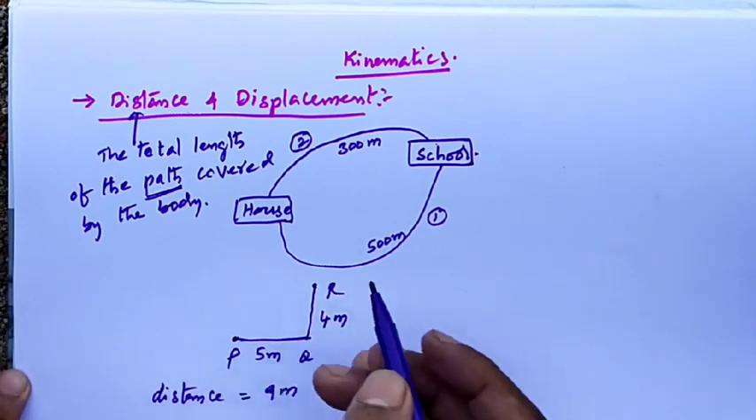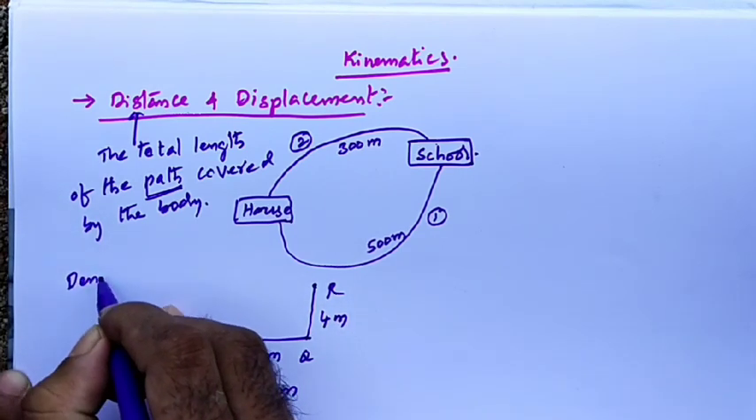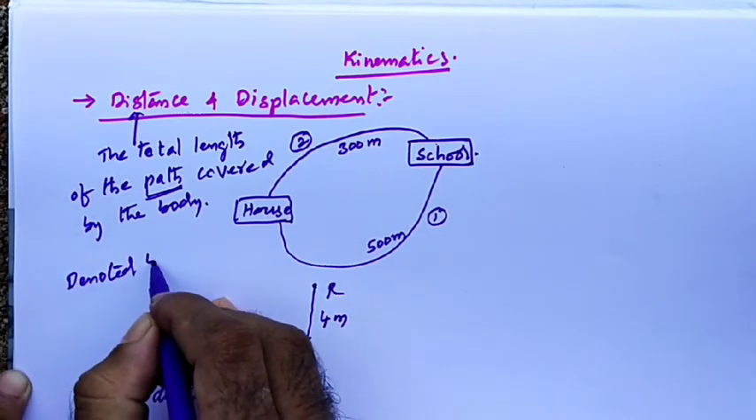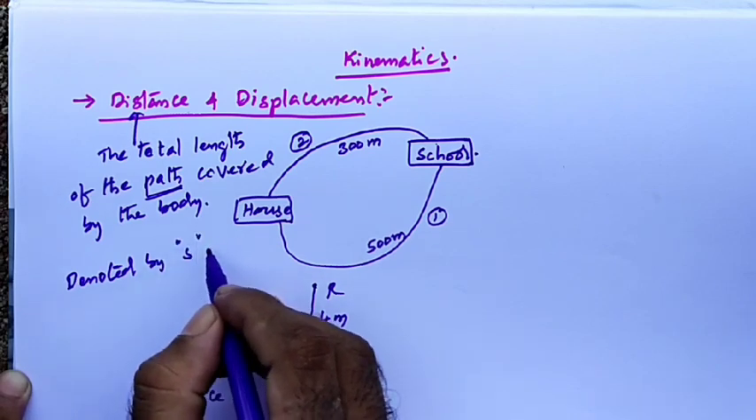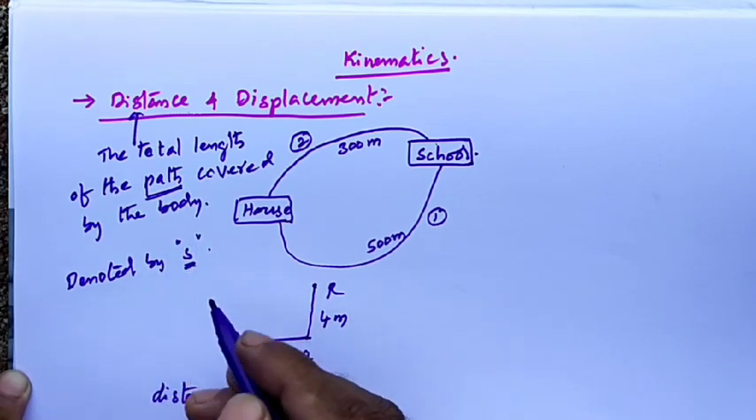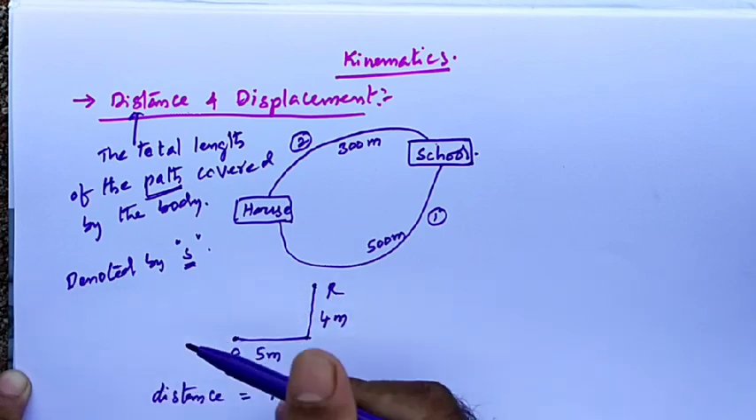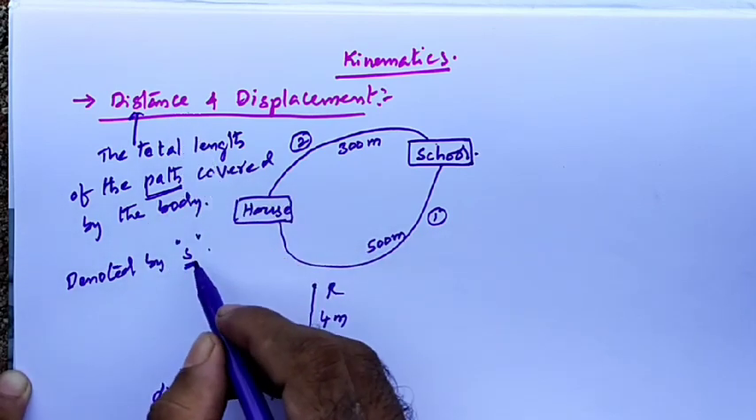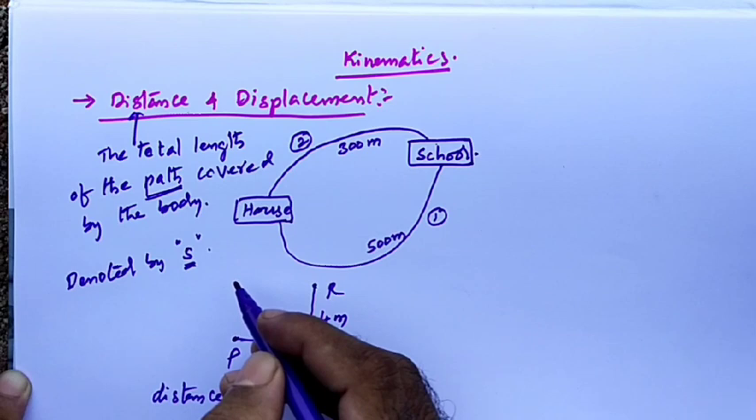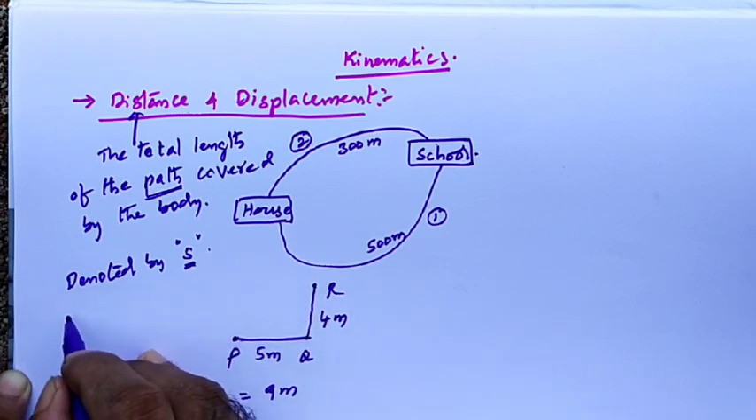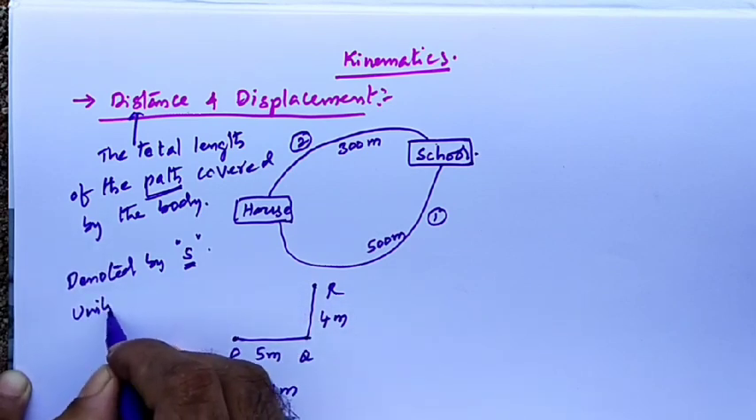Right? And it is denoted by the letter S. English letter S. You can write small s or capital S. Distance is denoted by small s or capital S. Understood? Now what are the units?